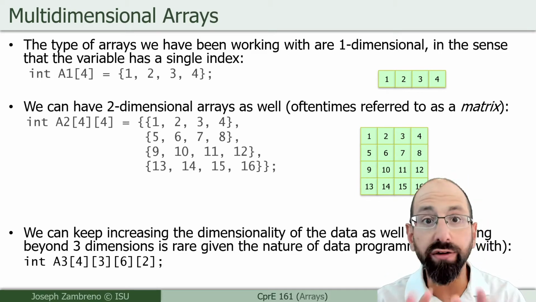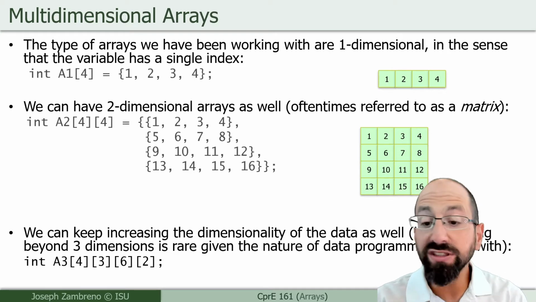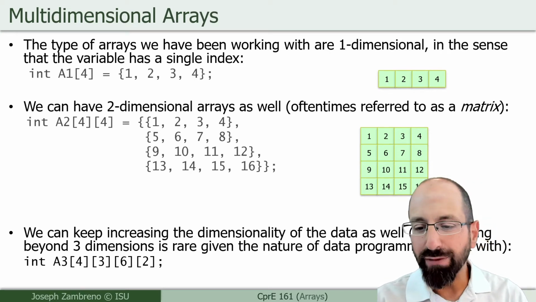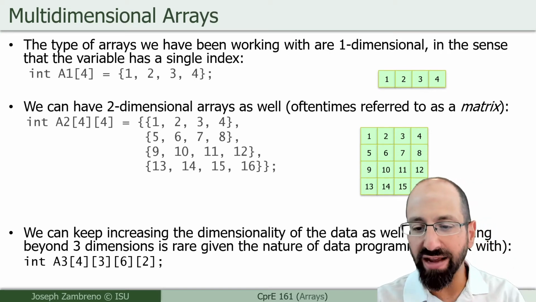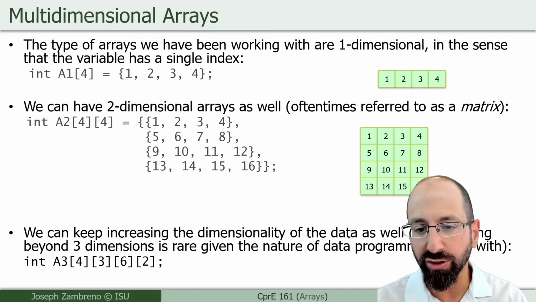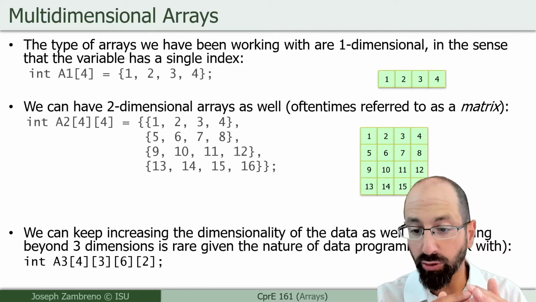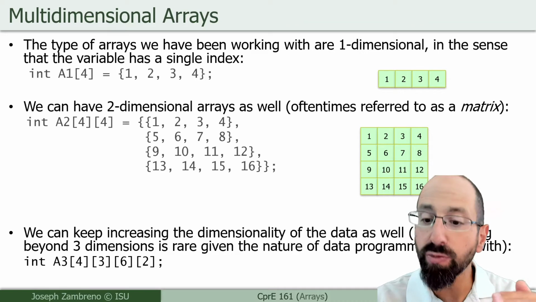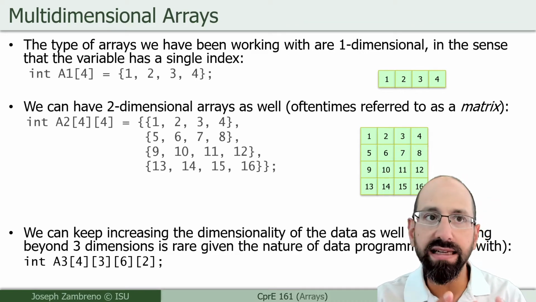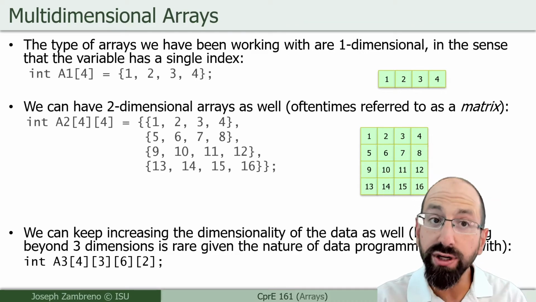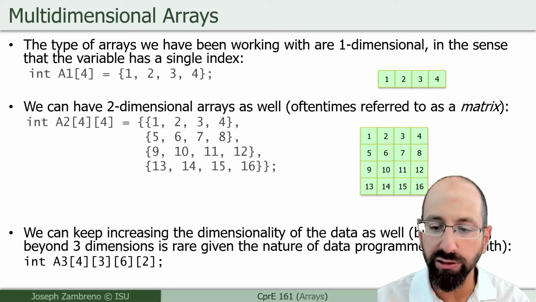That is still a very common use case, but we can have multi-dimensional arrays as well. If we're thinking of the single dimensional array as kind of analogous to a vector as a mathematical term, we can also have the equivalent of a matrix via a two-dimensional array. The syntax is intuitive, but the implications are a little tricky, so I want to cover that.